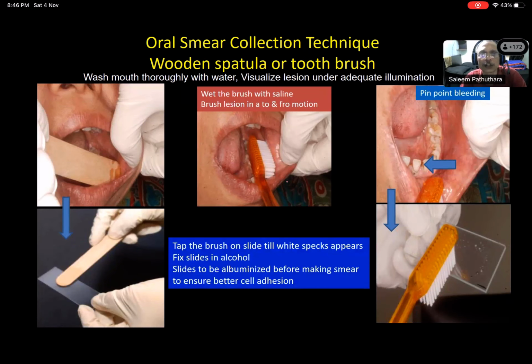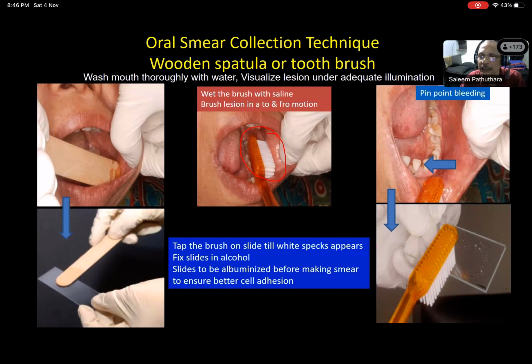Now, oral smears are collected using a toothbrush. You can use an ice cream spatula, a wooden spatula, or a toothbrush. If you are using the toothbrush, expose the area and just move. The toothbrush has to be wet. We put 1 or 2 drops of saline onto the toothbrush so that the bristles will be wet. Using the toothbrush, make a to and fro motion on the lesion till a pinpoint bleeding appears. You can see a small pinpoint bleeding appears on the mucosa.